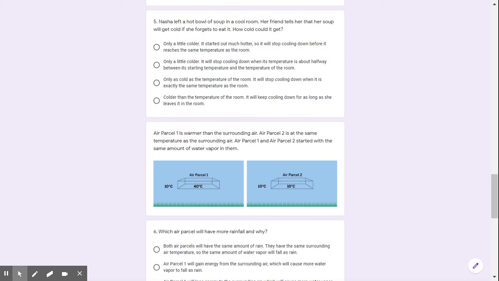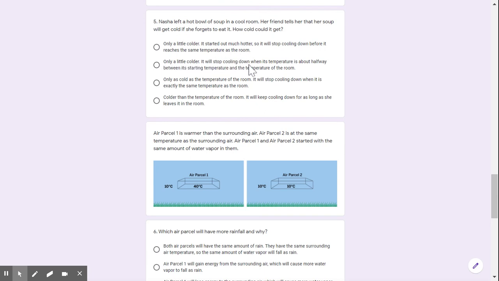Question 5. Nasha left a hot bowl of soup in a cool room. Her friends tell her that her soup will get cold if she forgets to eat it. But how cold could it get? Only a little colder. It started out much hotter, so it will stop cooling down before it reaches the same temperature as the room.